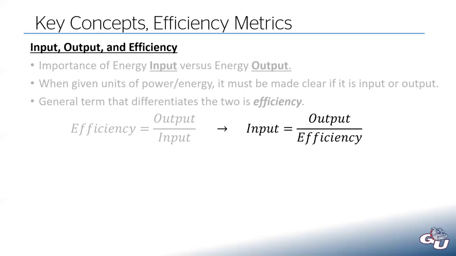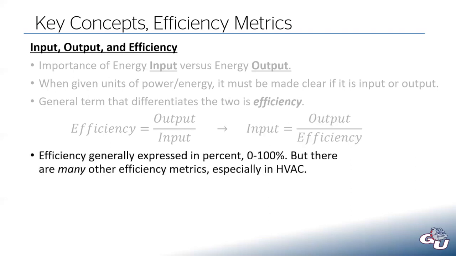And the reason that's important, which I'll have an example that talks a bit more about, is the input is what you actually pay for from your utility company. So we'll come back to that. Efficiency is generally expressed in percent, 0 to 100%. But this is just one term. And as you're going to see today, there are tons of efficiency metrics in HVAC. Your eyes are going to glaze over probably here in a bit.